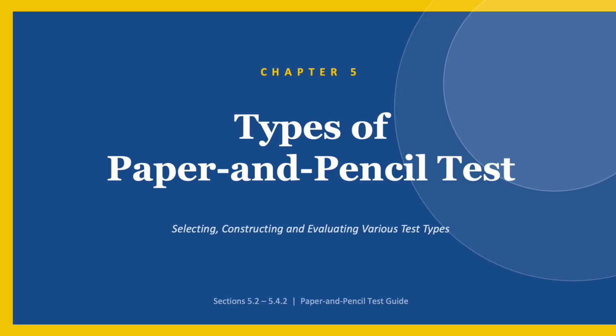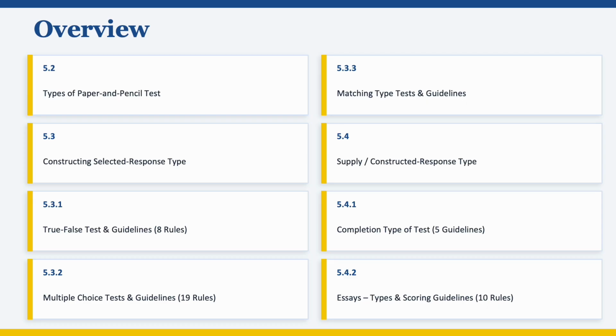So, before we dive in, let me give you a quick roadmap of where we're heading. Think of this as your GPS for the lesson. So, first, under section 5.2, we'll talk about the general types of paper and pencil tests, just to establish our foundation. Then, in 5.3, we go into the selected response type. These are the tests where you choose your answer from given options. This includes true or false tests, multiple choice tests, and matching type tests.